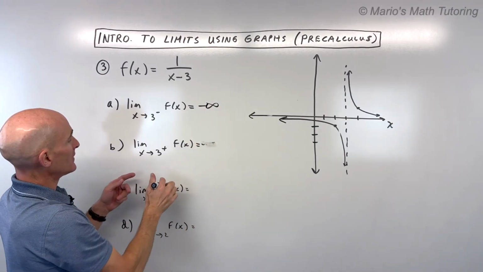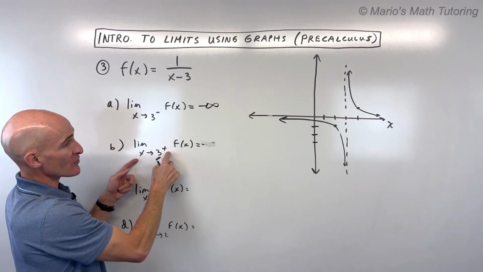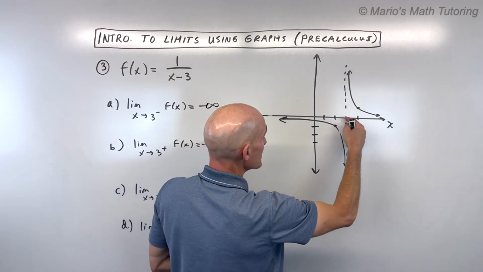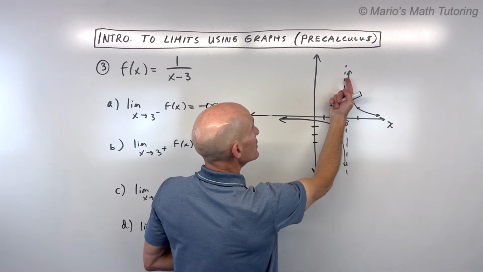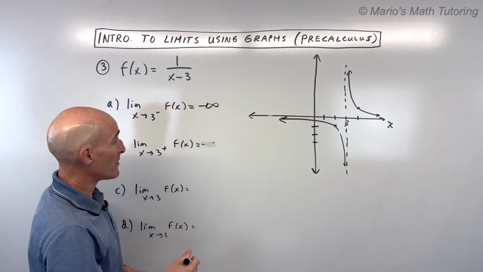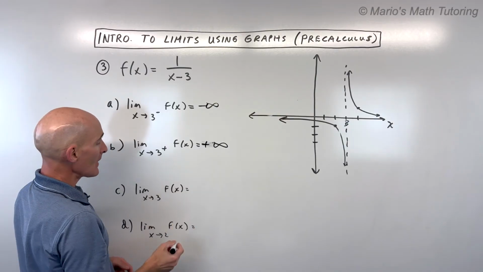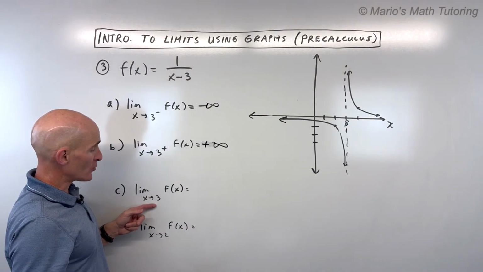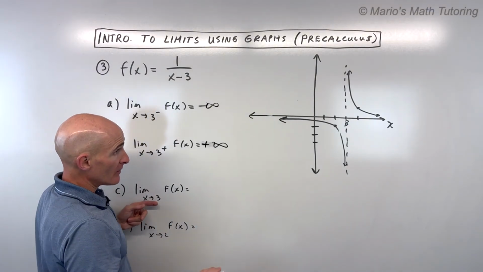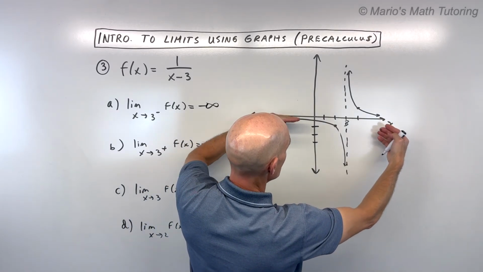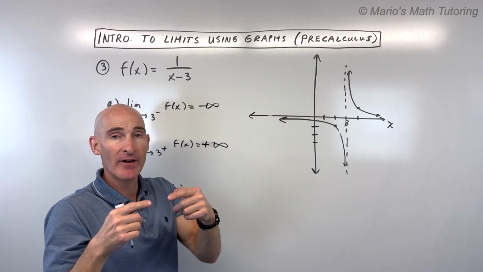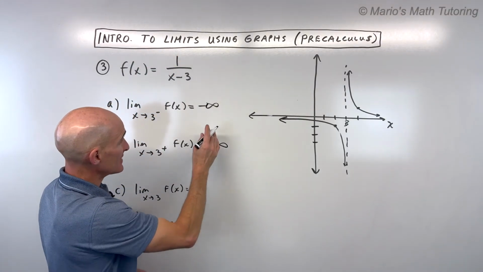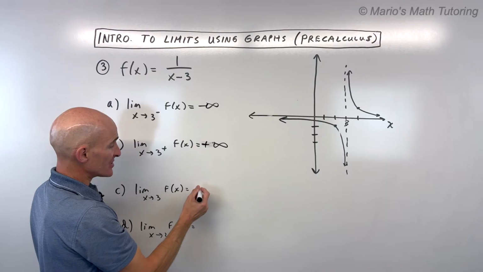Now for this one, the limit as x approaches 3 from the positive or the right side, here's x equals 3. We're approaching from the right. We want to stay on the graph. You can see it's going up and up towards positive infinity. So if we just look at the limit as x approaches 3, from both sides, as you approach from the left, it's going down. As you approach from the right, it's going up. They're not approaching the same y value. This means that the limit at 3 here actually does not exist.